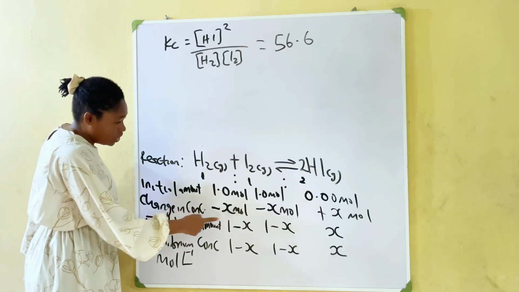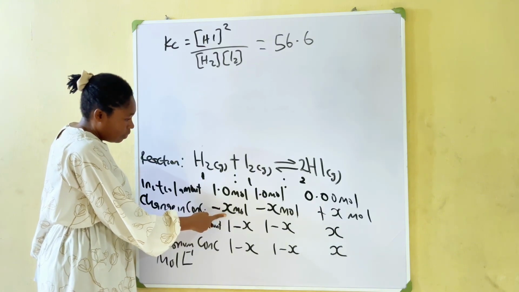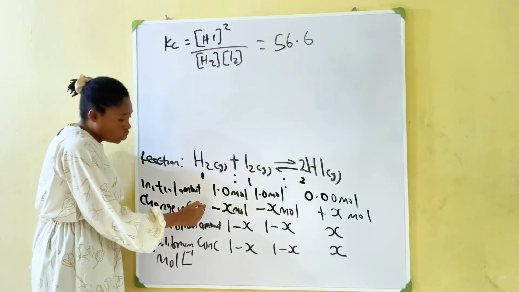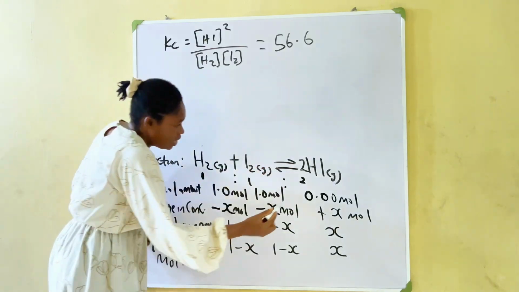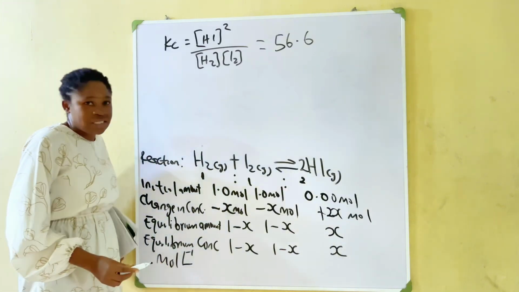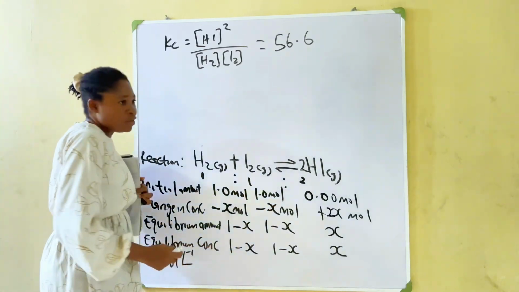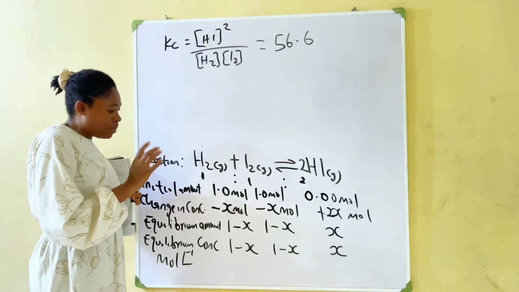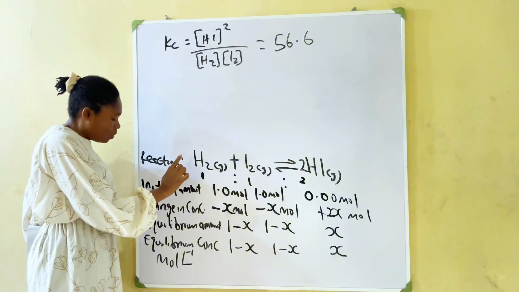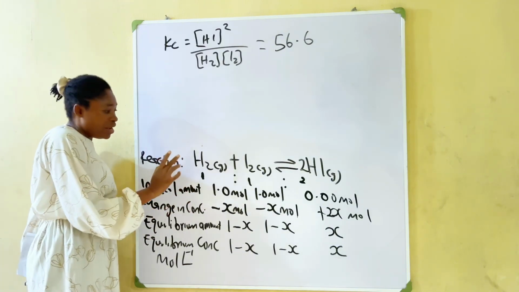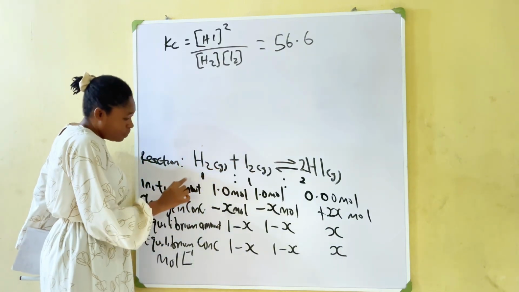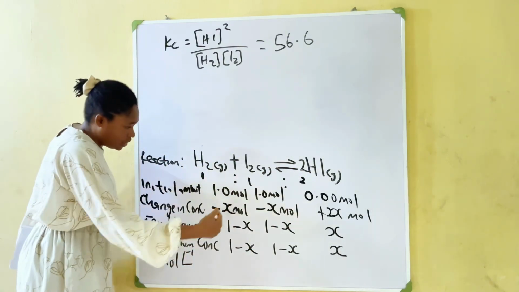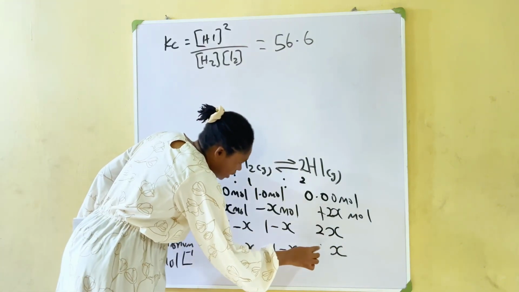The change in concentration for this is x. Since the mole ratio of this one is 2, it's going to be 2 times this. So here will be 2x. Please take note of it, very important. If you make a mistake in this area, your answer will be wrong. Always, when it comes to change in concentration, note the mole ratio. Since I have this one as 1 mole with x, and this one is 2 moles, it is going to be 2x mole.